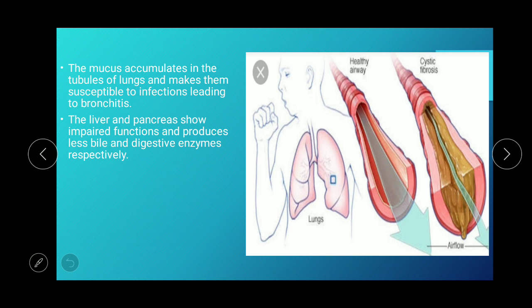The mucus accumulates in the tubules of the lungs and makes them susceptible to infections leading to bronchitis. Here you can see the healthy airway, and this is the cystic fibrosis airway. In the healthy airway, air can easily pass, but in cystic fibrosis, this is the mucus, and this mucus accumulation blocks the pathway. The liver and the pancreas show impaired function due to the mucus. That means the liver will produce less bile, and the pancreas will produce fewer digestive enzymes.